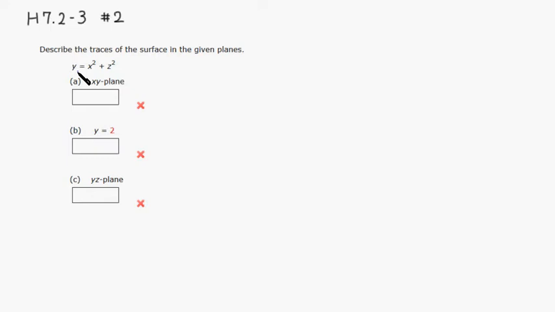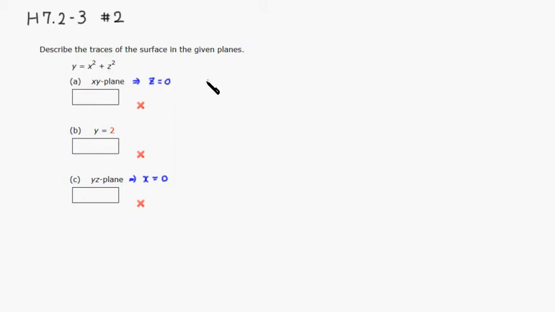All right. So you have y equals x squared plus z squared, and we want to cut it using the xy plane. The equation for the xy plane is z equals 0. To find the equation, for example, for a yz plane, what's missing is x, so you just set x equal to 0. But anyway, we want to cut it with the plane z equals 0, so all you have to do is put 0 in there.